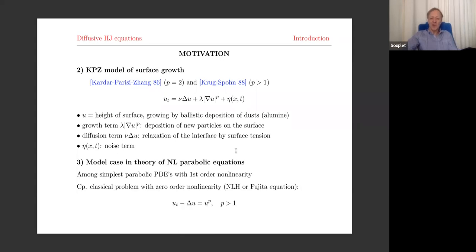And maybe the first part of the motivation is more mathematical or theoretical. One can see this equation as one of the simplest parabolic PDEs with first order nonlinearity, by which I mean nonlinearity acting on the gradient rather than on u itself. And there may be an interesting comparison with the zero order problem, the well-known nonlinear heat equation, or so-called Fujita equation, where the right-hand side is just u to the power p. And maybe we will sometimes go back to this comparison.